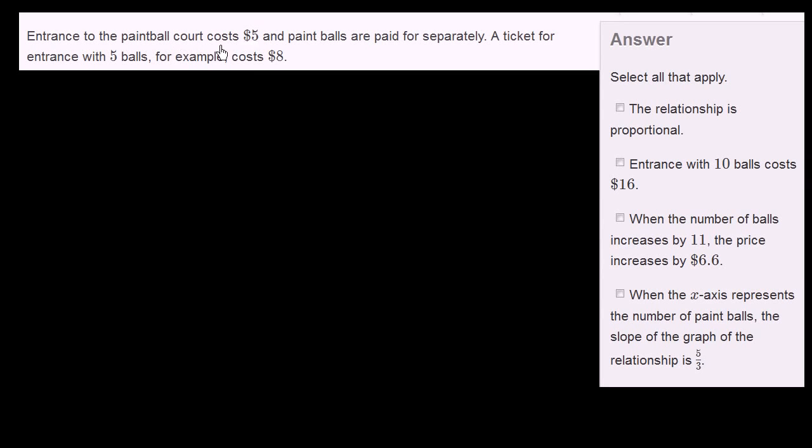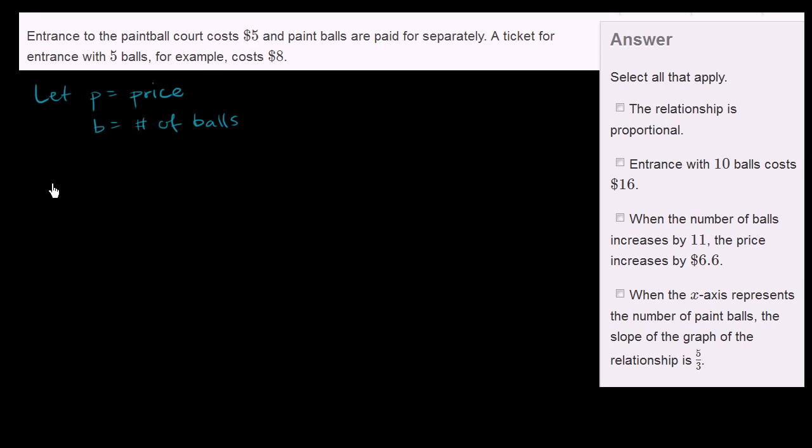Entrance to the paintball court costs $5, and paintballs are paid for separately. A ticket for entrance with 5 balls, for example, costs $8. So let's define some variables here. Let's let P equal the price that I'm paying for admission and the balls, and let's let B equal the number of balls. And we know that the price is going to be a function of the number of balls.